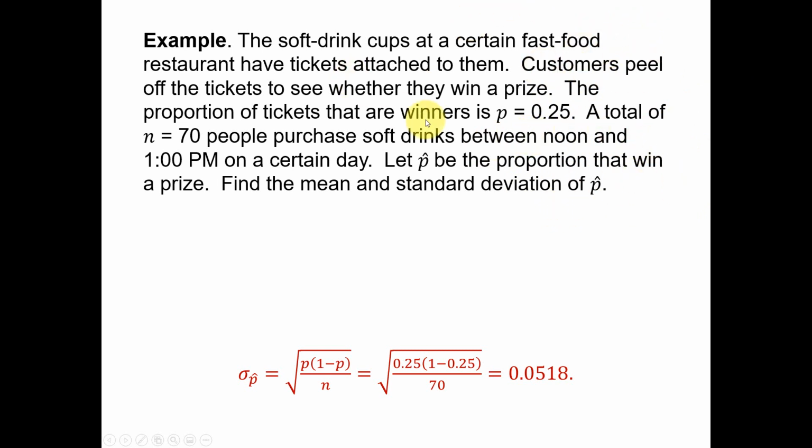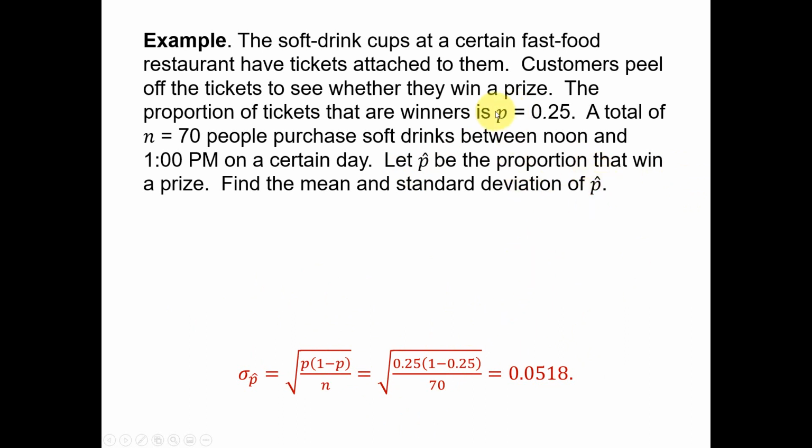But the customers peel off their tickets to see whether they won the prize, and the population proportion that win is 0.25, and we had 70 people come buy a soft drink between noon and 1. They're pretty busy that day, so we let P hat be the proportion that won a prize. So we need to find the mean and standard deviation for that. So pause the video, see if you can do it. But part of the answer is right here.